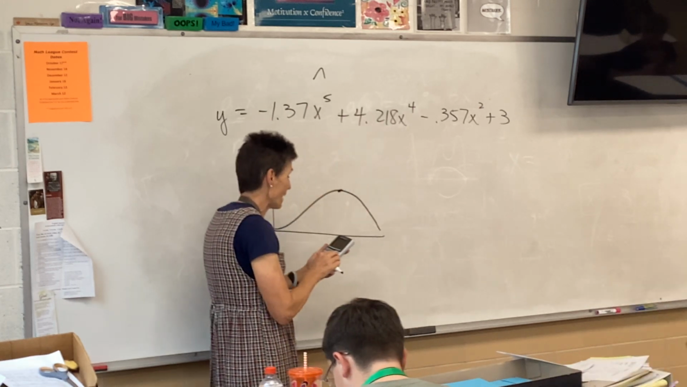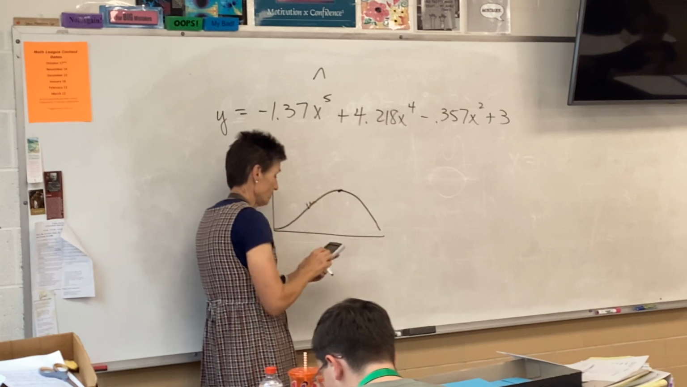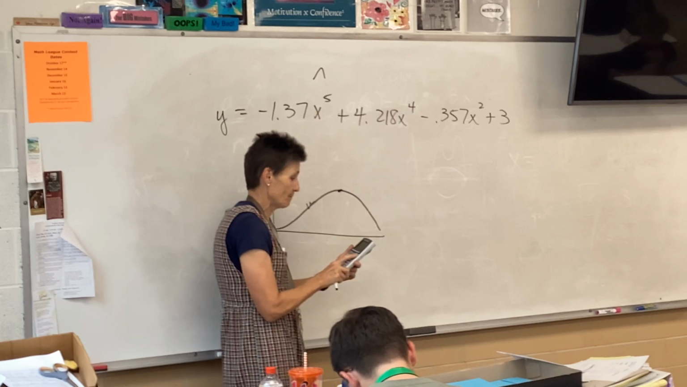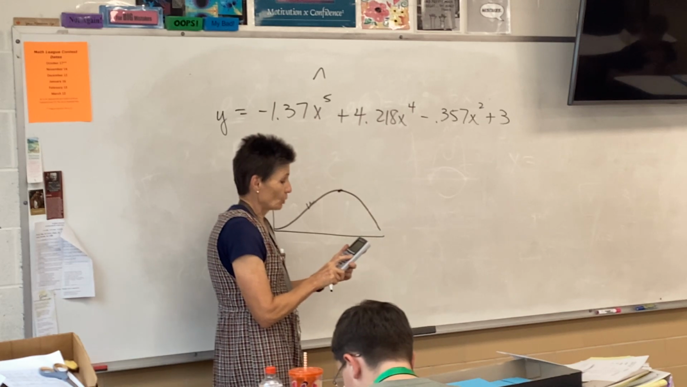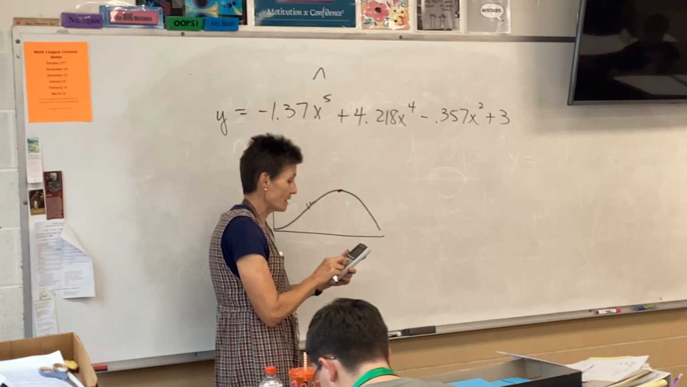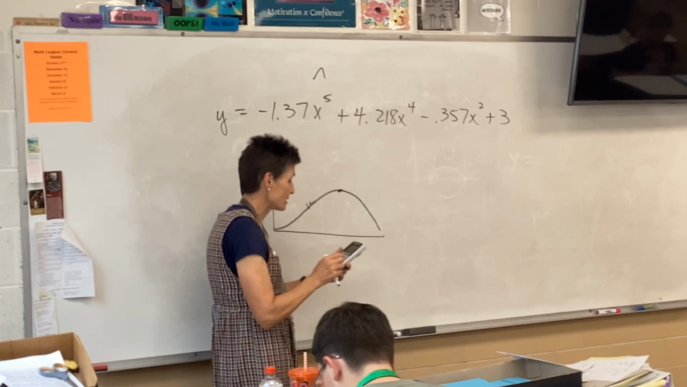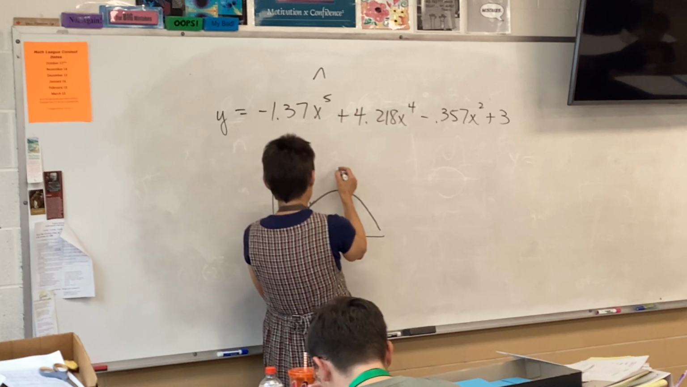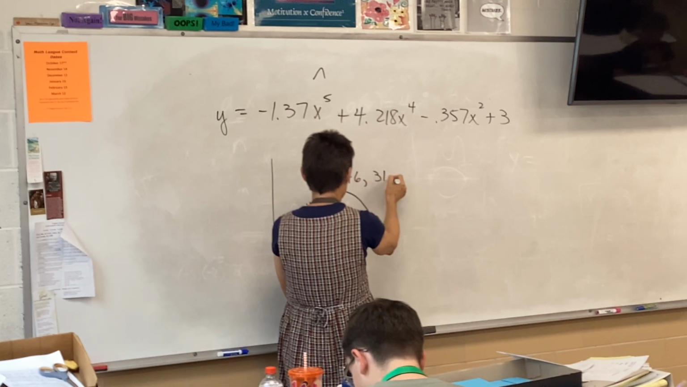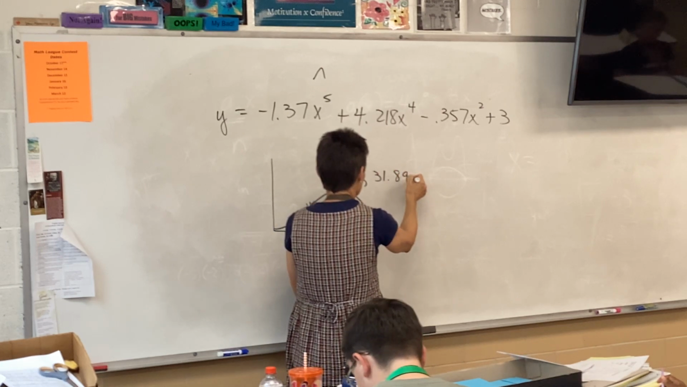We'll set our left bound over here somewhere. Our right bound over here somewhere. And then we'll go in between them for our guess, somewhere between those bounds. And did you get 2.446, 31.898?